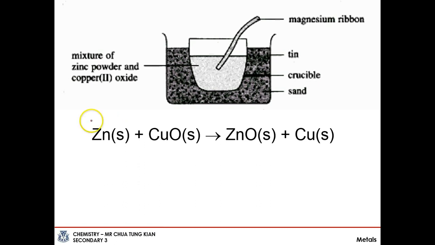So if you look at this equation here, zinc solid and copper oxide solid, zinc is actually more reactive than copper. So zinc will be able to displace copper 2 plus from copper 2 oxide to give you zinc oxide and copper solid. We just need a heat source to start off this reaction.